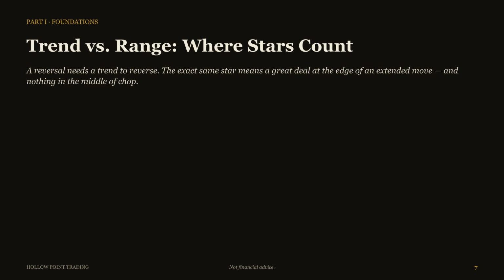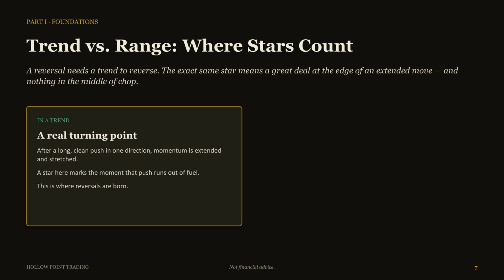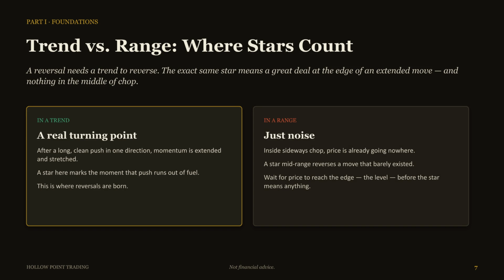Stars matter most at the edge of an extended move, indicating a real turning point where momentum runs out of fuel. In a range, the same pattern is merely noise. Always ask first, is there a trend to turn?